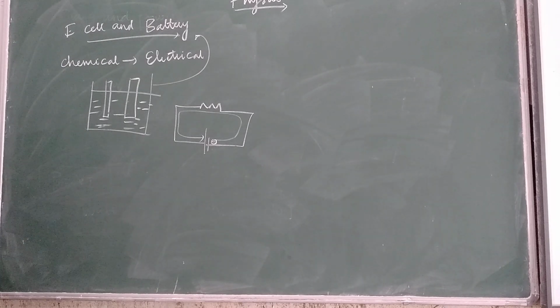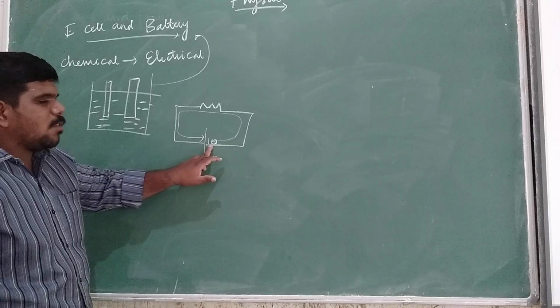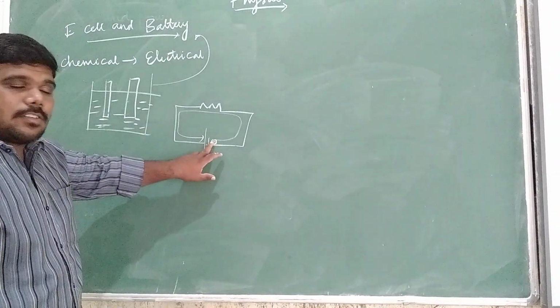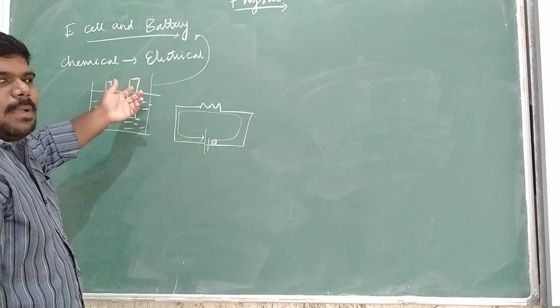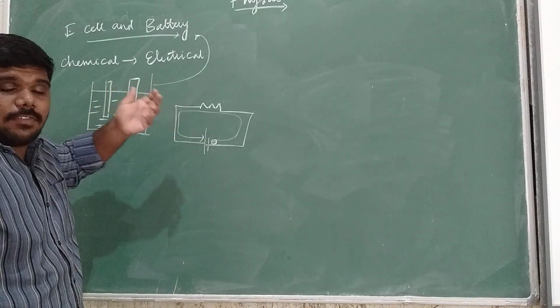When a battery or a cell is connected, the electrons will move from the negative terminal of the battery to the positive terminal. By chemical reactions, the battery or the cells provide the potential difference. This potential difference drives the electrons from the negative terminal of the battery to the positive terminal.